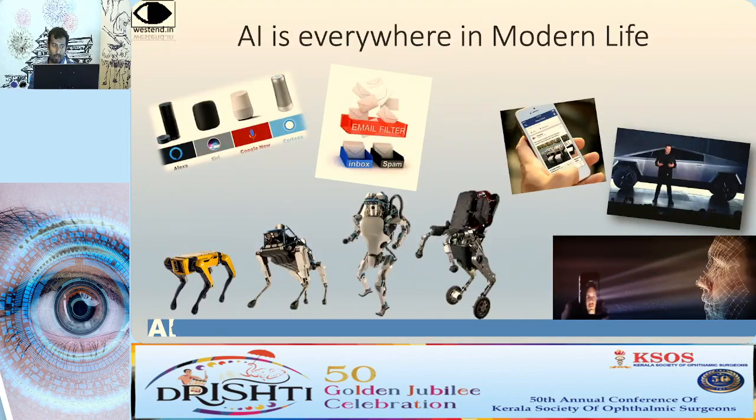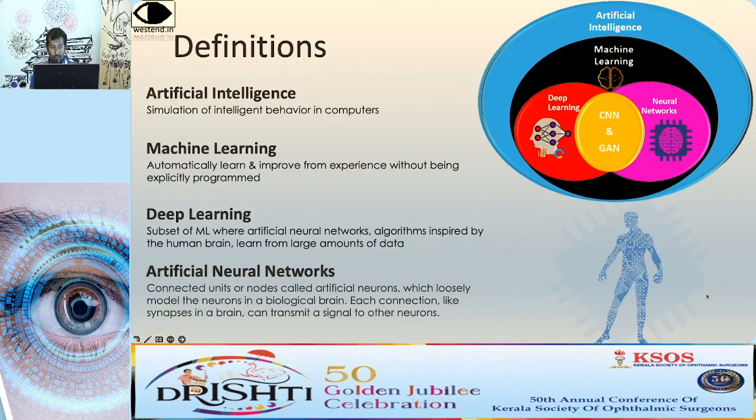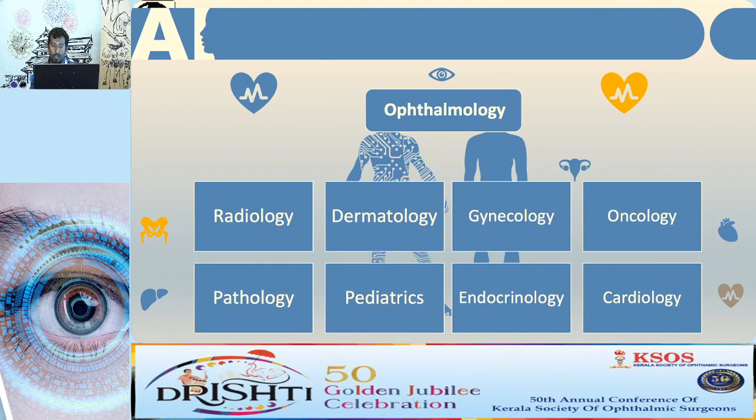AI is there in our everyday lives, in all the devices that we use, even the email spam filter, even all those Boston Dynamics robots. Many of you may not know, they have all these awesome robots. Then of course the Tesla and even your iPhone's Face ID, everything is AI. AI has a lot of definitions which you should know. I'm not going to go into this. I'm going to go into what is the impact of AI. AI is there in a lot of the medical field. So not only ophthalmology, all these subjects in the medical field are using AI extensively.